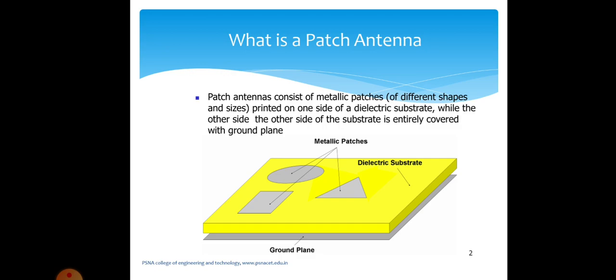A patch antenna consists of metallic patches on one side of a dielectric substrate, while the other side of the substrate is entirely covered with a ground plane. The metallic patch may be of different shapes and sizes, a circle, rectangle, triangle or any shape, on one side, and the other side is entirely covered with a ground plane.